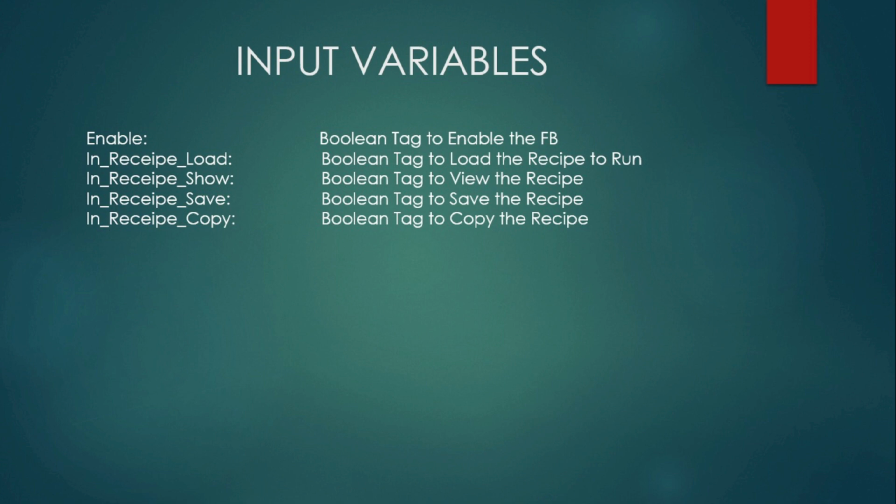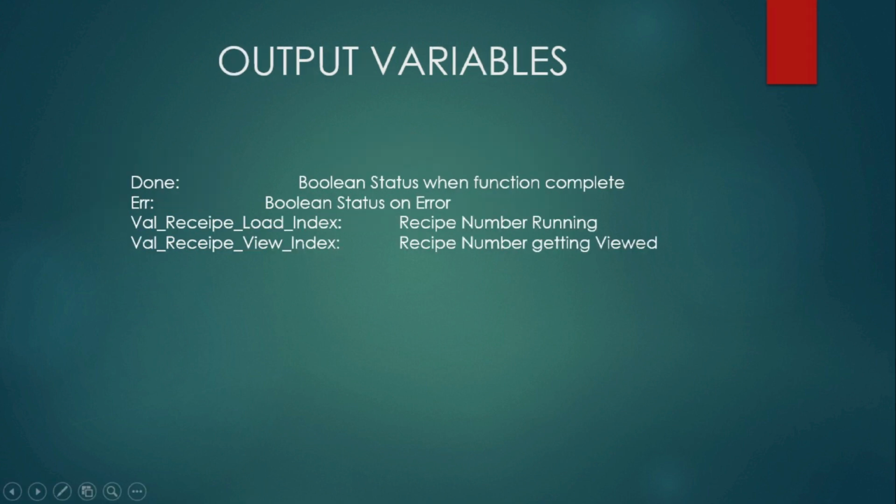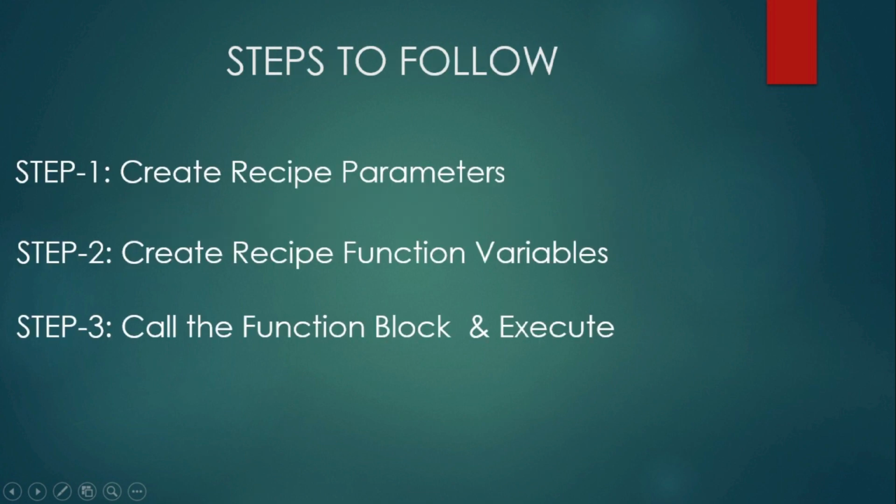The save button will be used to save the recipe parameters in a specific recipe number, and the copy function will be used to copy the variable values from one source to another source index. These are the output variables which are used to get. Following are the steps to follow.